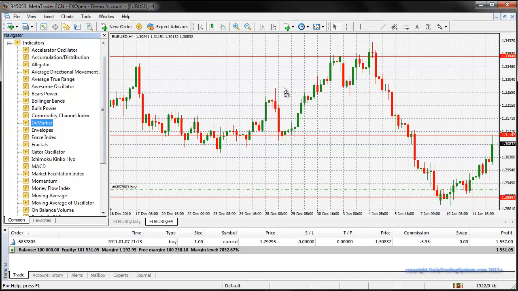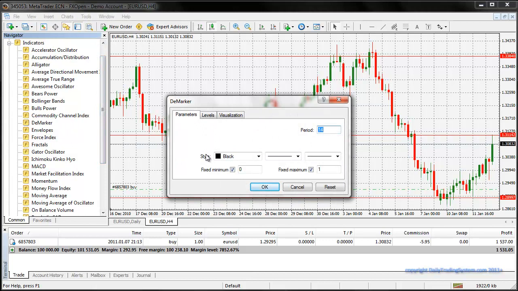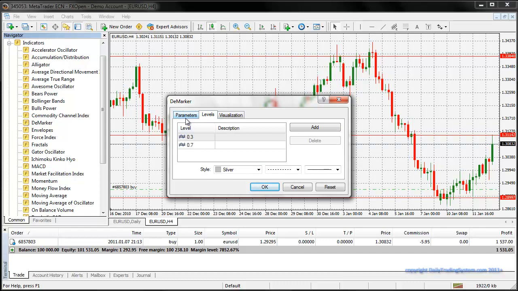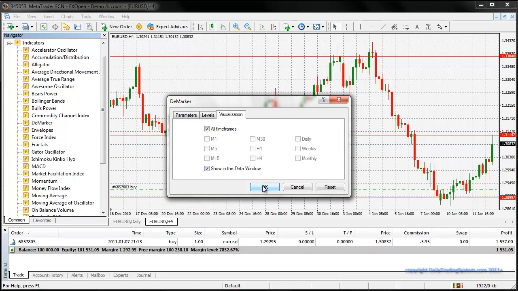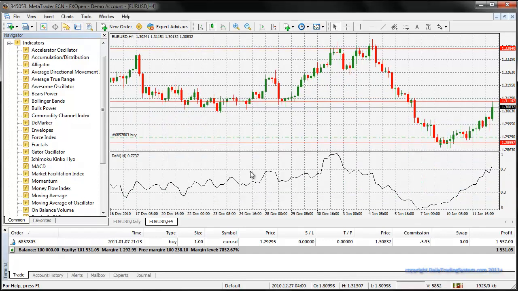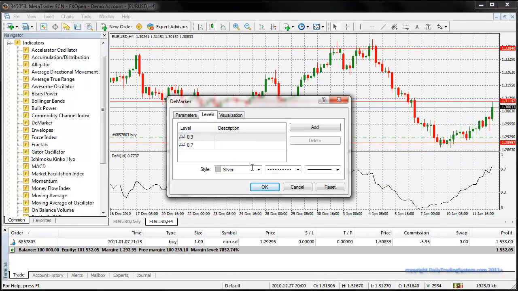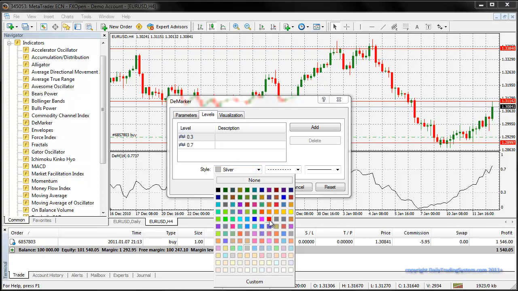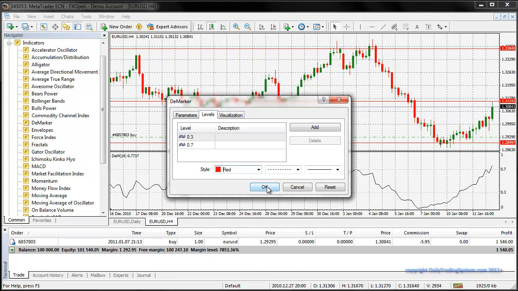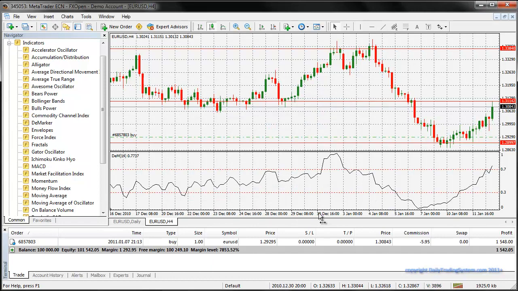Left click, drag and drop. Set your style to black, leave your levels as they are, visualization OK, and then click on OK. Now you can just barely see these lines, so I'm going to change these lines over to a different color so those of us who might be colorblind can see them a little bit clearer. So here is the black line of the DeMarker, and here are some red dotted dashed lines to mark overbought and oversold areas.